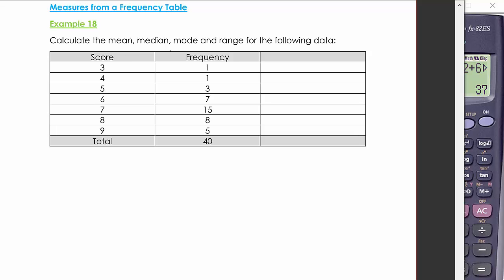Calculate the mean, median, mode and range for the following data, and it's given to us in a table. So I'm going to deal with the easiest ones first. So let's deal with the range first.